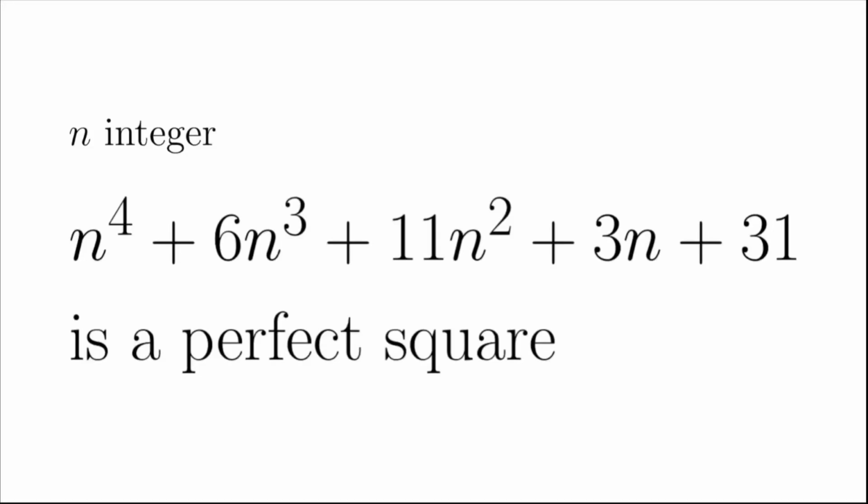In this video, we are going to find all integers n such that n to the power 4 plus 6n cubed plus 11n squared plus 3n plus 31 is a perfect square.